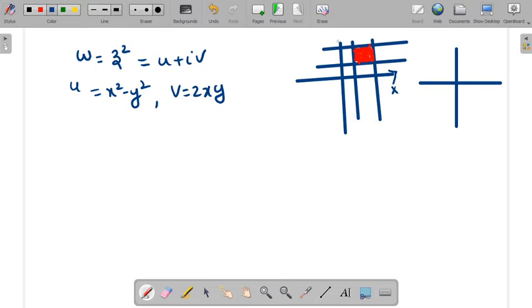x axis and y axis, and we have taken x from 1 to 2. This line is x is equal to 1, x is equal to 2. This line is y equal to 1, y equal to 2. So we are going to find the image of the rectangle bounded by these lines, or we may write this rectangle as 1 less than or equal to x less than or equal to 2, x is from 1 to 2, 1 less than or equal to y less than or equal to 2.